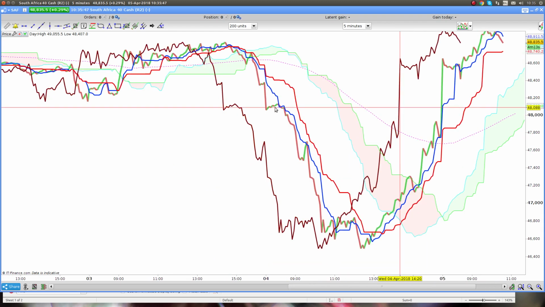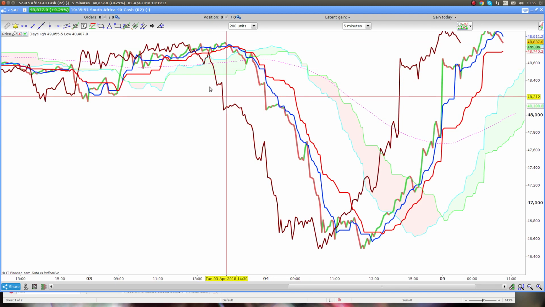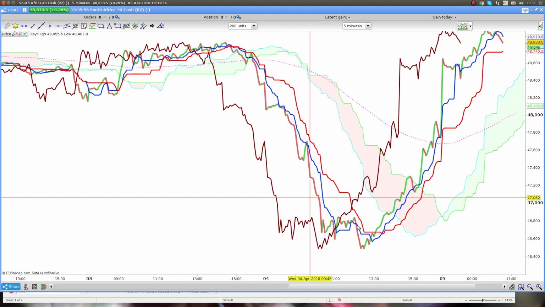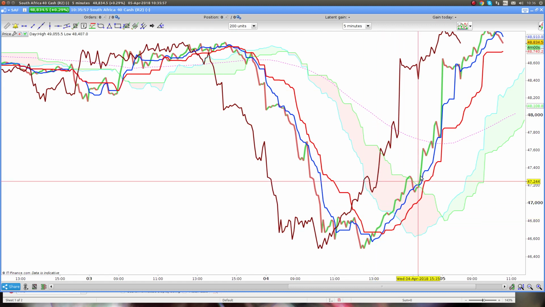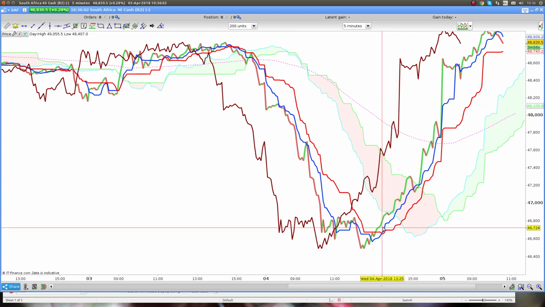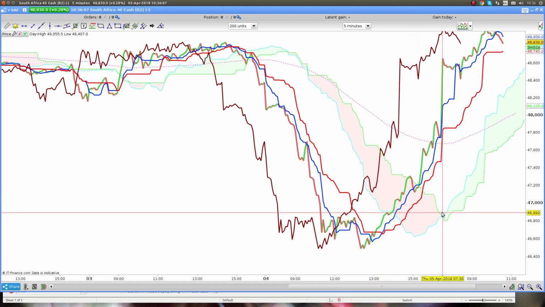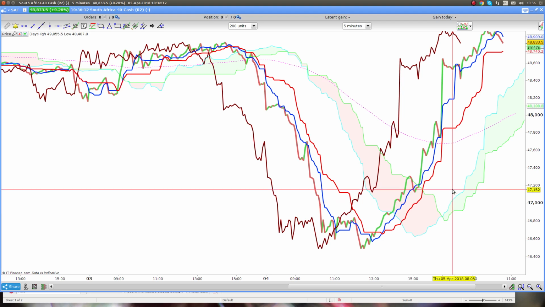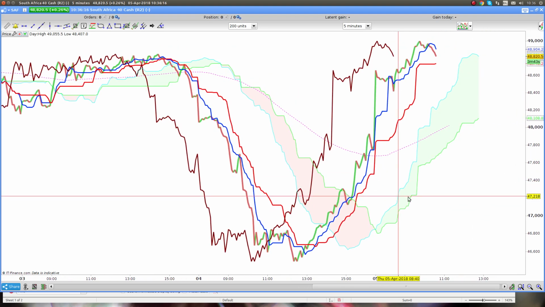Okay, so this is the important part of it. You're either above the cloud, below the cloud, or in the cloud. If you're in the cloud, you're ranging. If you break above the cloud, like we do here, there's a good possibility that the bullish momentum is going to continue, like it did. If you're breaking through with Kijun-sen and Tenkan-sen pointing to the upside and the cloud pointing to the upside, everything is hunky-dory, life is good, it's a strong bullish move.